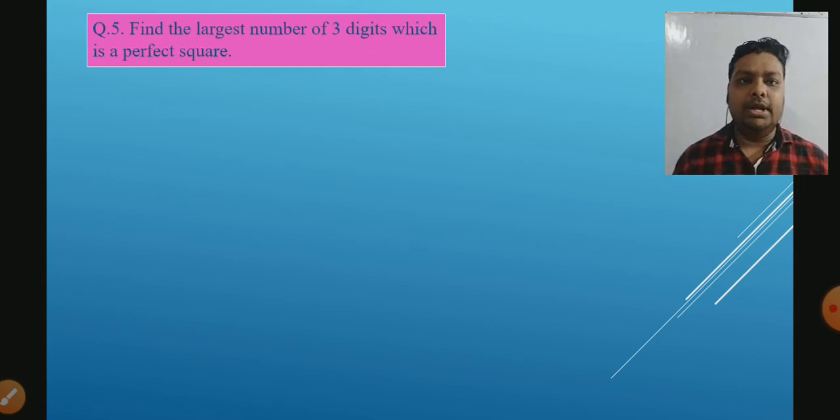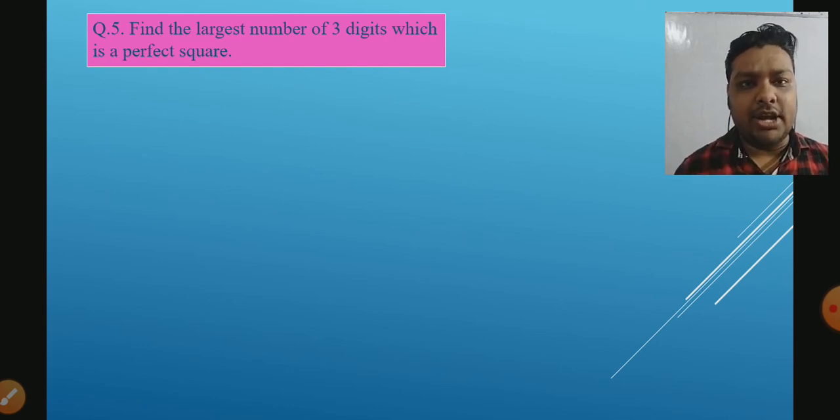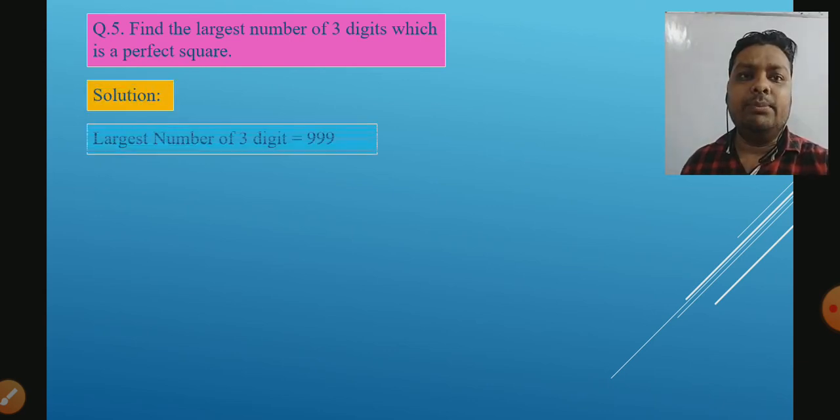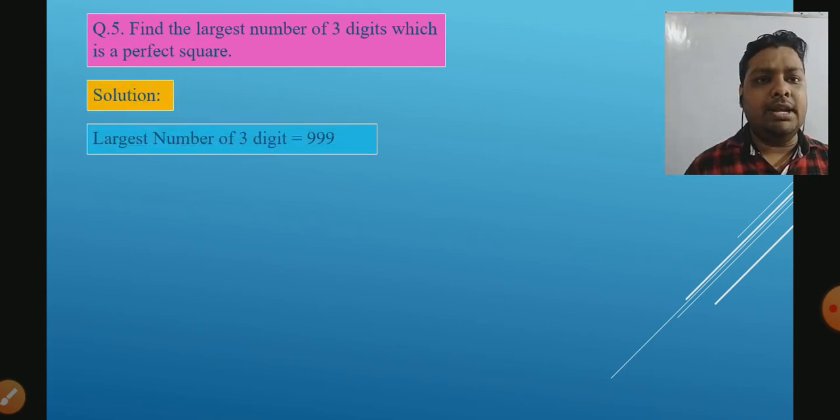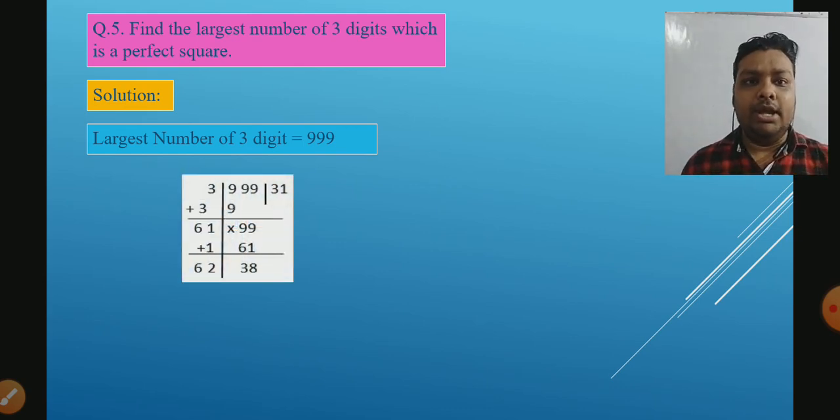Now this time, here you can see that we have to find the largest number of 3 digits which is a perfect square. Okay, in this question we will not use the prime factorization method. We will not find prime factors because here you can see that no number is given, but we know what the largest number of 3 digits is. We know that the largest number of 3 digits will be 9, 9 and 9. It means 999.